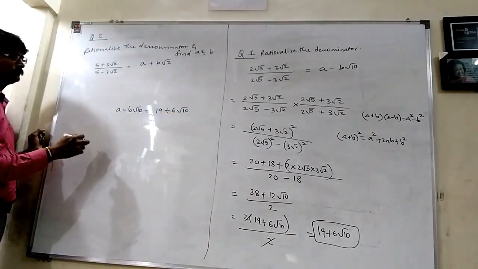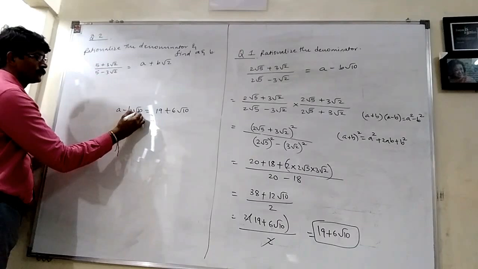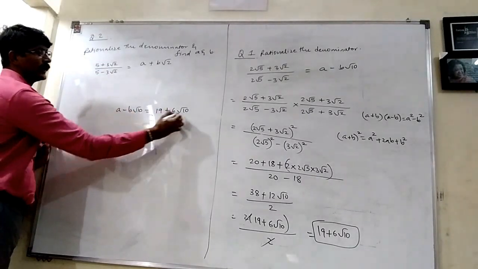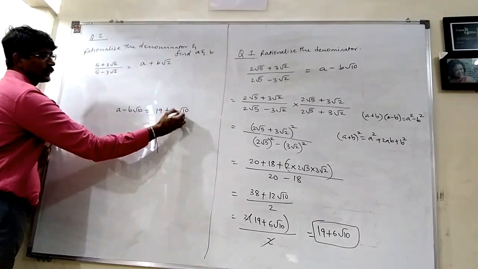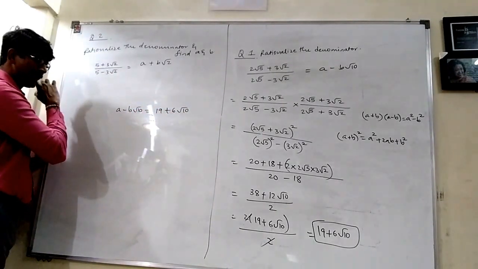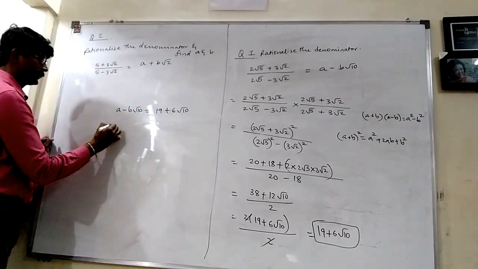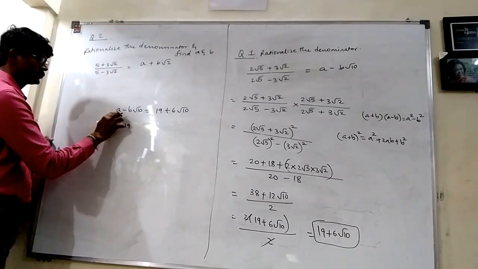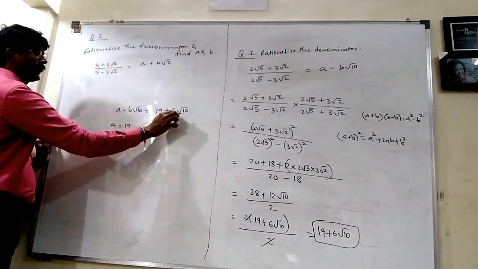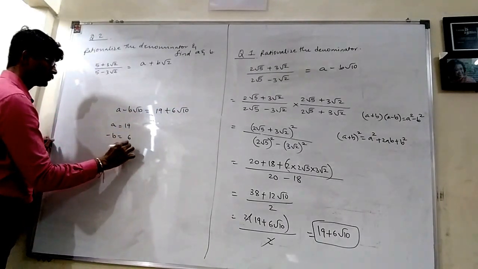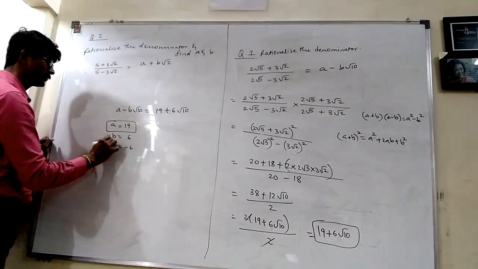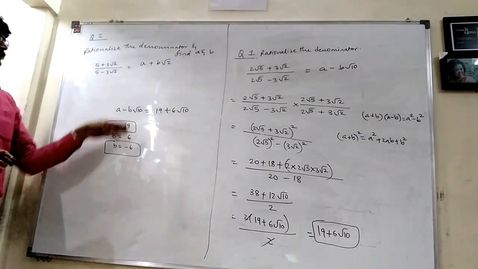So you will come to know the coefficient of root 10 is minus b, and on the right hand side, root 10's coefficient is 6. And a is 19. So by mere observation we can understand this. A's value would be 19 and minus b is equal to 6. That means b is equal to minus 6. Isn't that simple? It's just the same pattern.